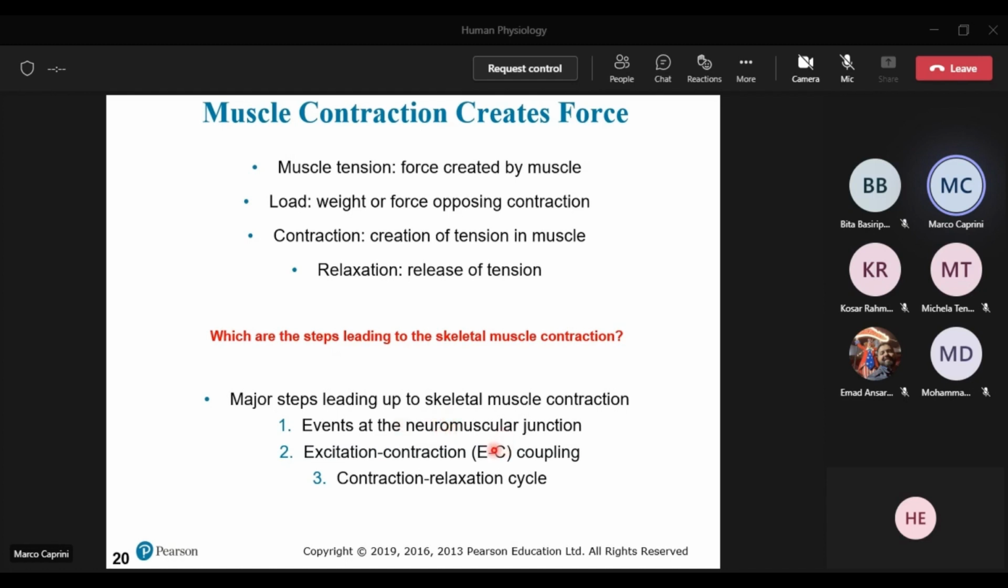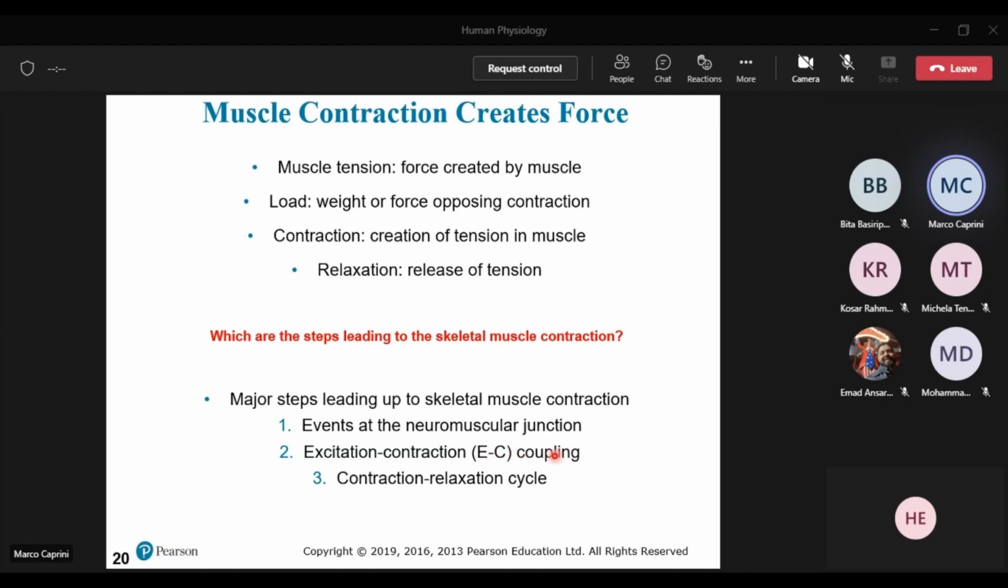The second step: in the events at the neuromuscular junction, we start from an electrical signal with the release of a neurotransmitter, so the release of a chemical signal. The second step is the consequent electrical signal in the muscle fiber, which is fundamental for the muscle contraction. So the neurotransmitter outside in the neuromuscular junction needs to be transduced into an electrical signal in the muscle. The excitation-contraction coupling, the EC coupling, is the process in which the muscle action potential initiates the calcium signals. That is the initial activation of the contraction-relaxation cycles.